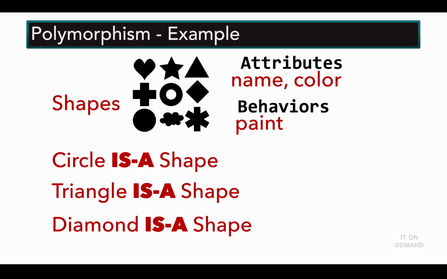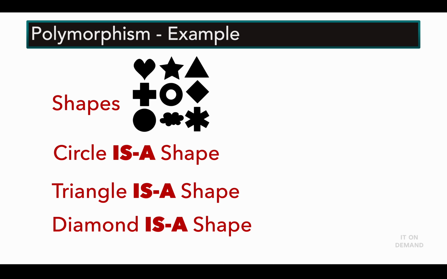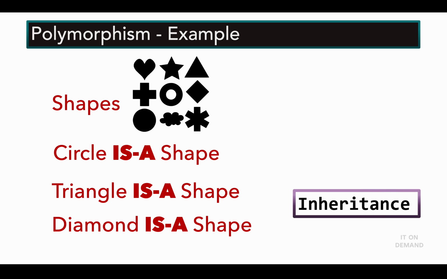But now we say a circle is a shape, a triangle is a shape, a diamond is a shape. Now, something is probably ringing in your mind when we said "is a", and if this word right here, inheritance, is what you thought of, then you're absolutely correct. If not, it's not a problem. You'll understand it even by watching this video.